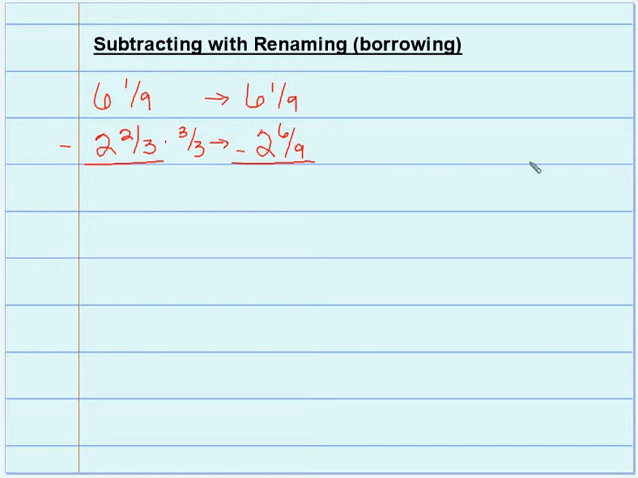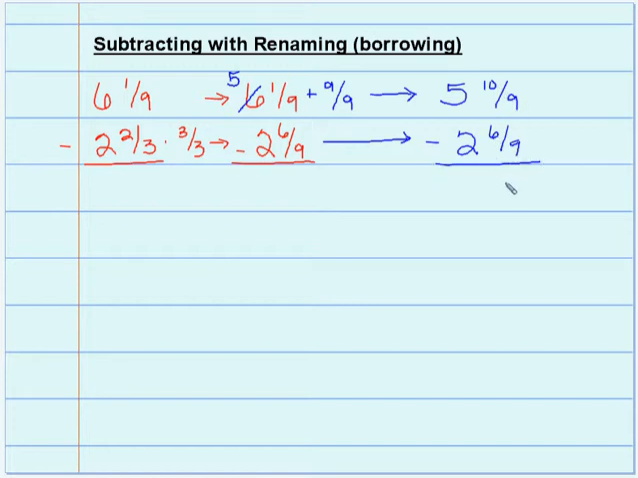And what happens is when we borrow, we do borrow 1, so this becomes 5, but the one that we borrow is a whole unit, and it has to be 9/9. So we're going to add 9/9 because 9/9 is 1, but we need it to have a denominator of 9. So when we borrow 9/9 as 1, our new problem up here is 5 10/9. Okay, so I add the 9 and the 1, and I leave the 9 alone. And then I'm going to just move this one over, and it's minus 2 6/9.